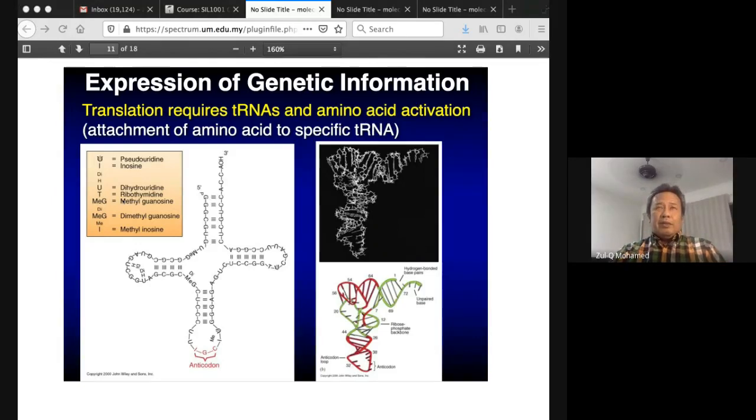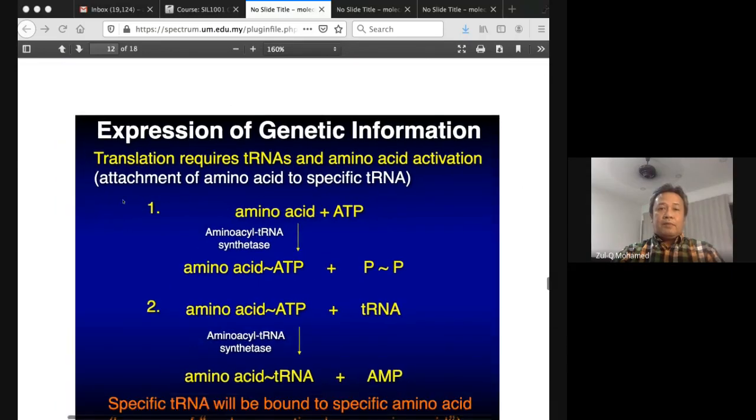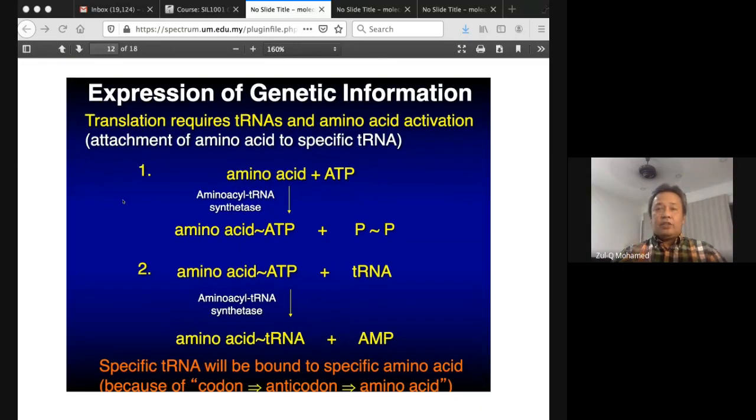What is important is its function, and the most important function of a tRNA is to become the molecule that is connecting the mRNA language, the codons, with the tRNA, which will bring the anticodon, and this on the other end will bring the amino acid. All right.